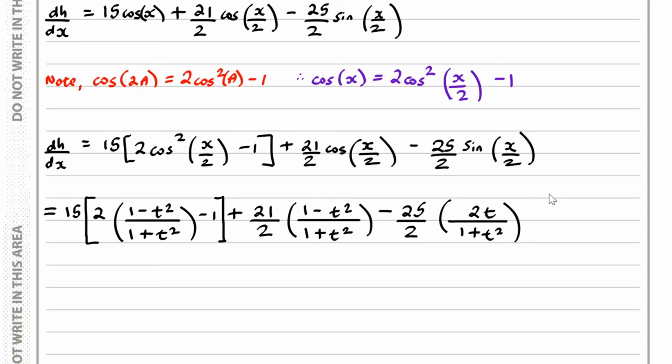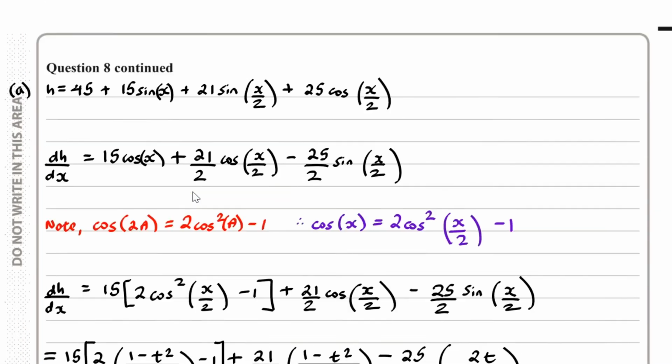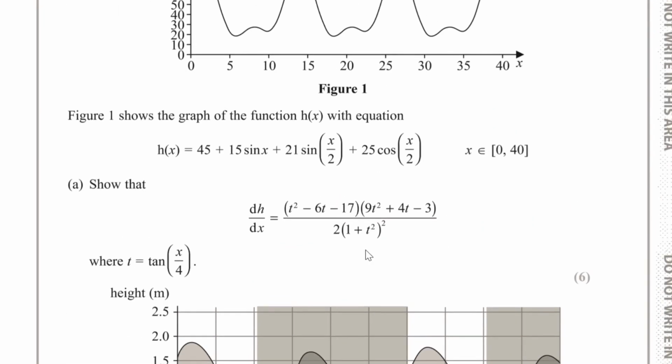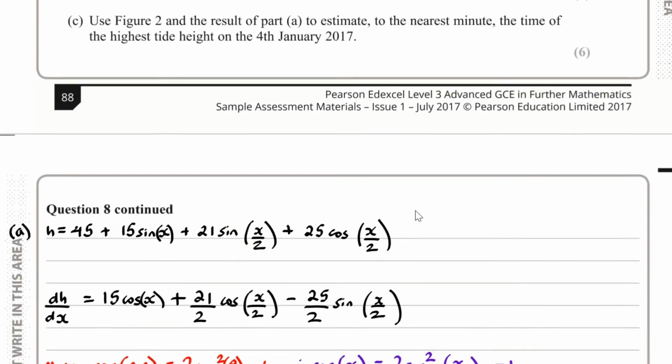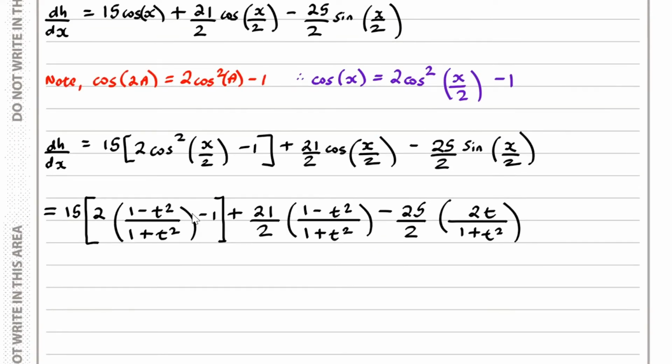Okay, now if you take a look in the question, on the denominator over here, we have 2 lots of 1 plus t squared squared. Sorry, here we should have squared because we have cos squared, okay? So maybe if I highlight that, just don't forget that.